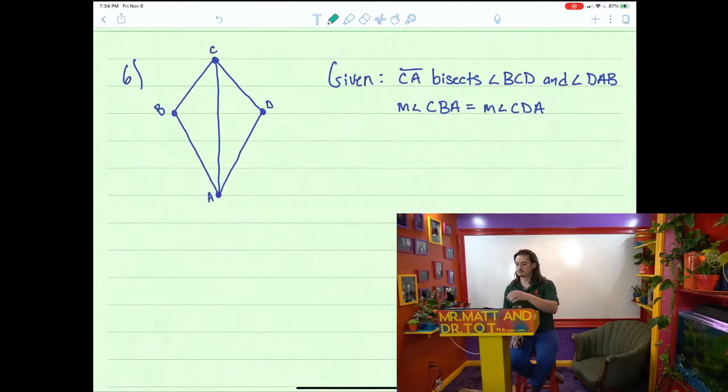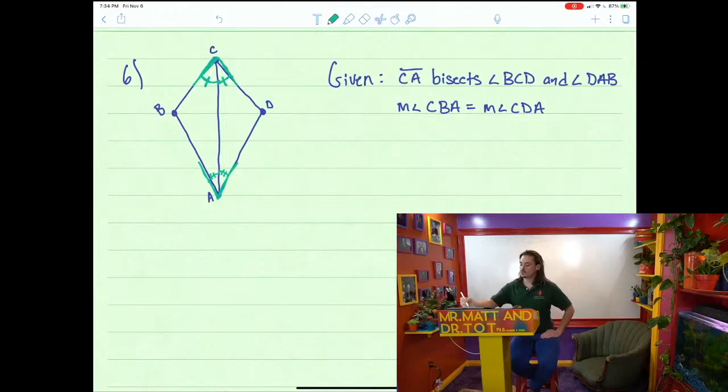Okay, looking at number 6, we know that line segment CA bisects angle BCD. So BCD is this larger angle up at the top. And so CA bisects that angle, so we know that angle BCA is congruent to angle DCA. And then they say that it also bisects angle DAB. That's this larger angle on the bottom. So then we know that angle DAC is congruent to angle BAC.